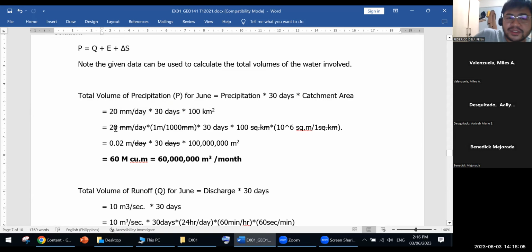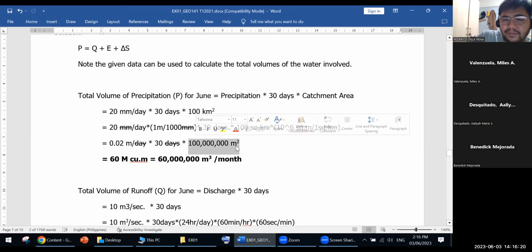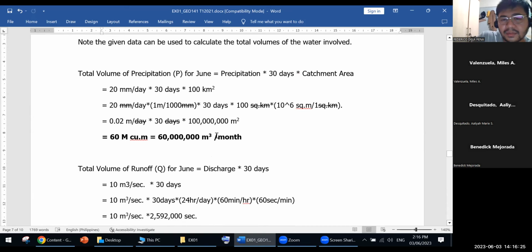And of course, you have to convert all of these into appropriate units of measure. And you will end up with 0.02 meters per day times 30 days times 100 million square meters. And you will end up with 60 million cubic meters of precipitation per month. Okay, so I think may parang marami din yan, huh?